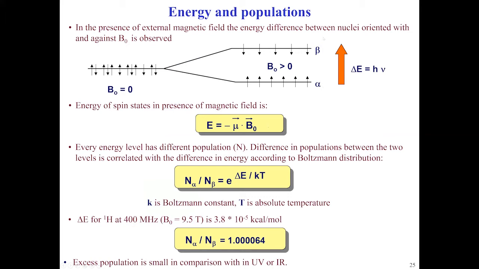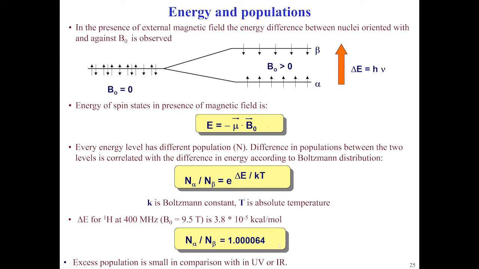They are called alpha and beta. The sign here is up, oriented with the field, a little bit more energetically preferred. This changes with different gammas, but let's not go too much into details. Energy of the two states is a scalar product of magnetic moment and external magnetic field. And of course, the property that you would be interested in is how much more is there in the lowest energy state compared to the other, and that's a very small number.